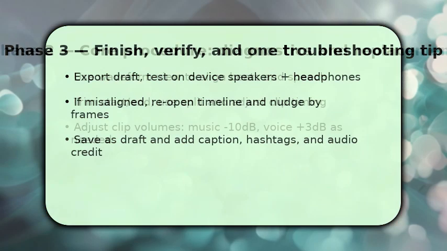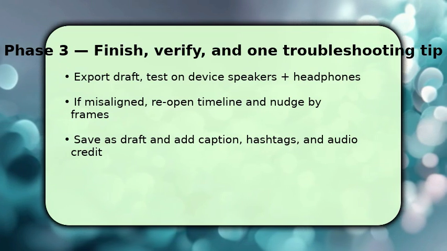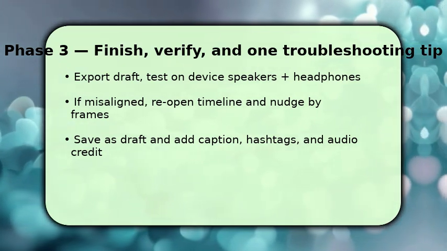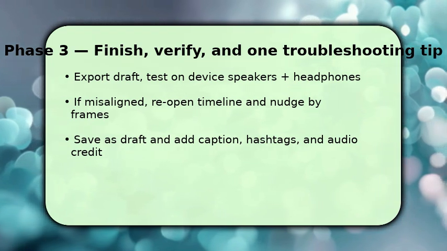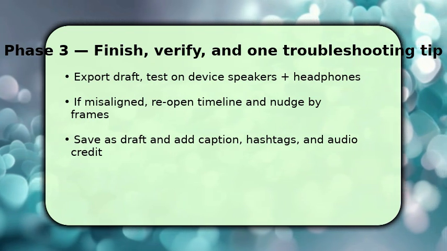If you notice drift or misalignment, reopen the timeline and nudge the problematic clip by single frames until lip or beat matches. Small shifts fix most issues. Once satisfied, save as a draft, add captions, hashtags, and credit the audio source so viewers can find it.